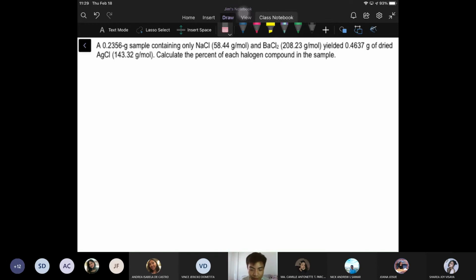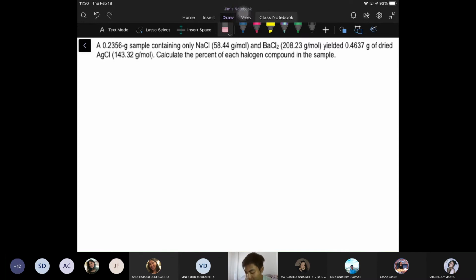A 0.2356 gram sample containing only sodium chloride and barium chloride yielded 0.4637 grams of dried silver chloride. Calculate the percent of each halogen compound in the sample. Diba? Ang igsi lang ng question. Anong sabi dyan?